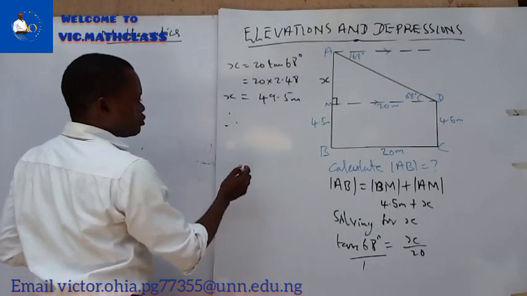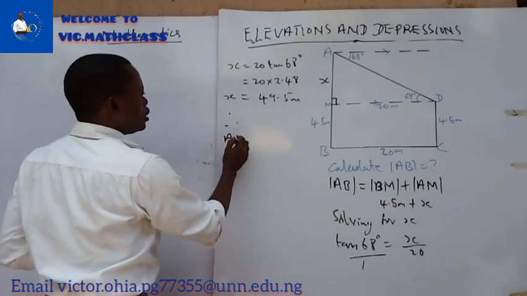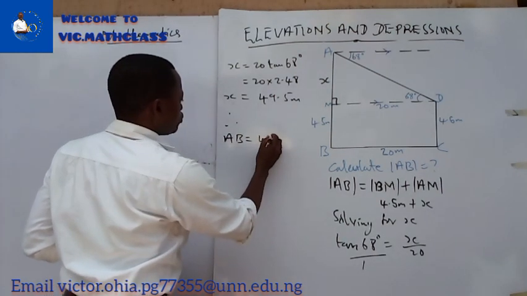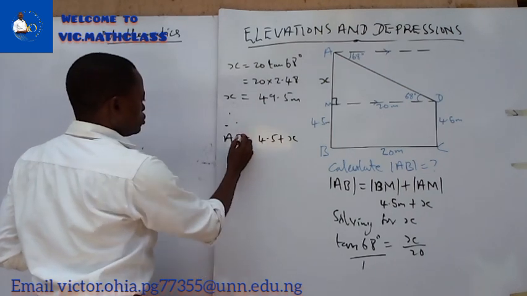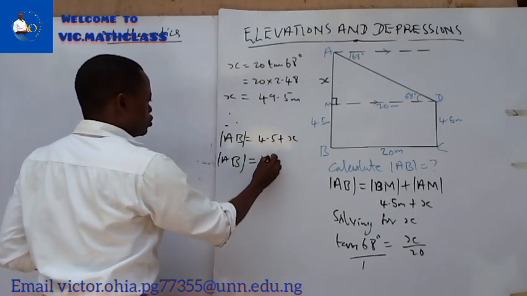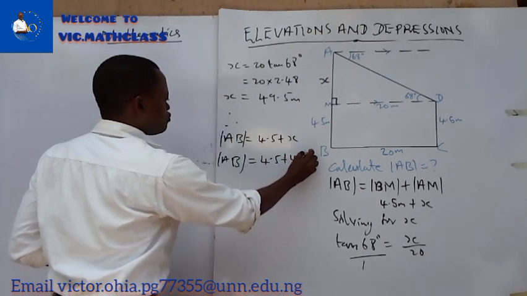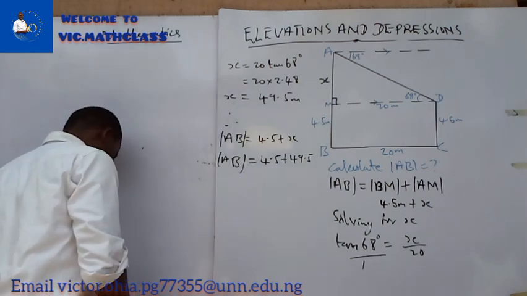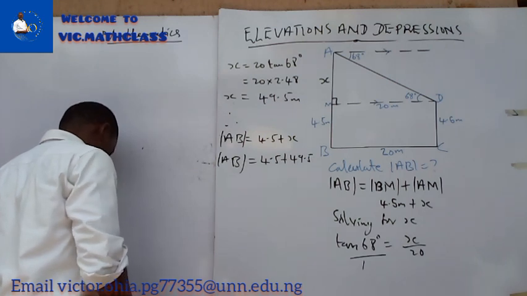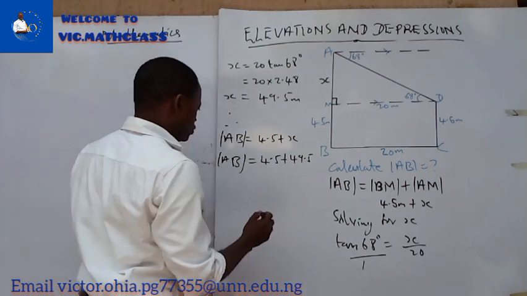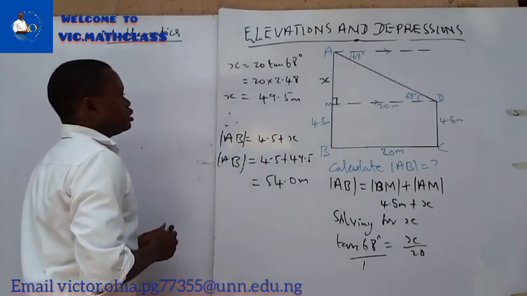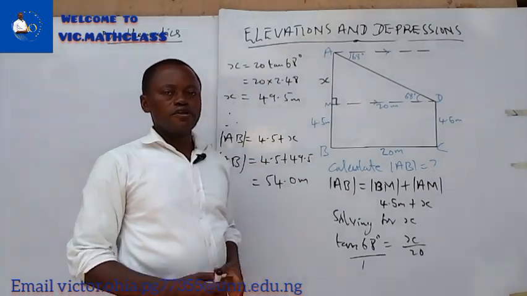Therefore, I can now conclude that AB, which equals 4.5 plus x, will be AB equals 4.5 plus 49.5. Adding 4.5 gives me 54.0 meters. This is the height of the story building.